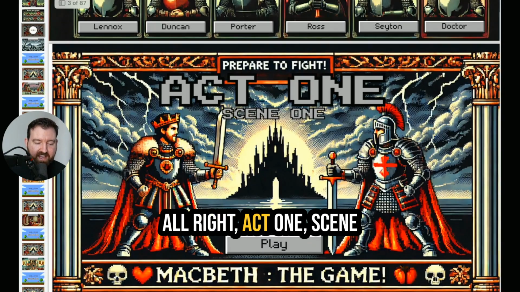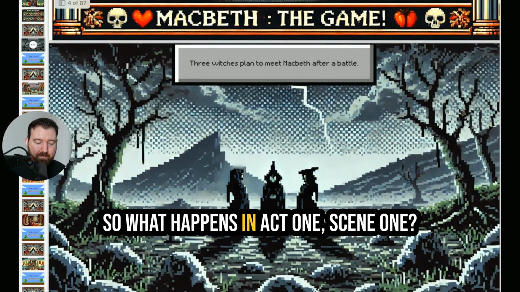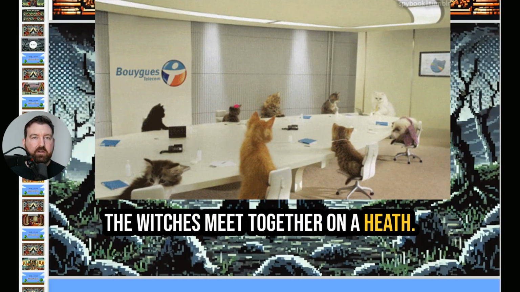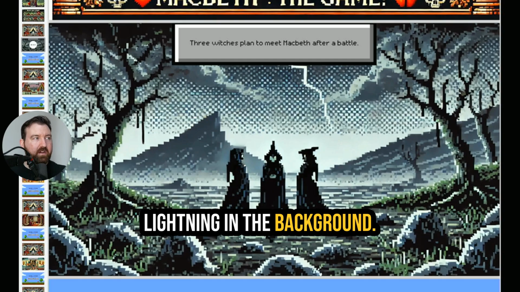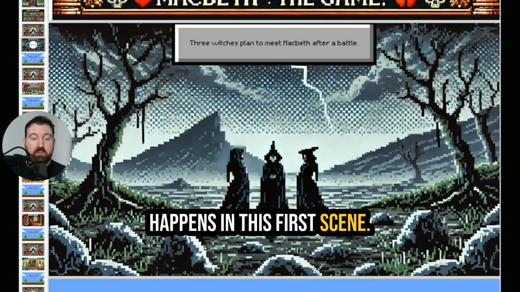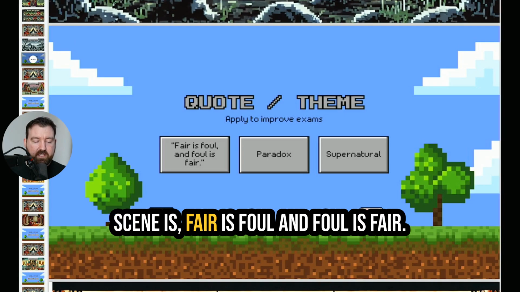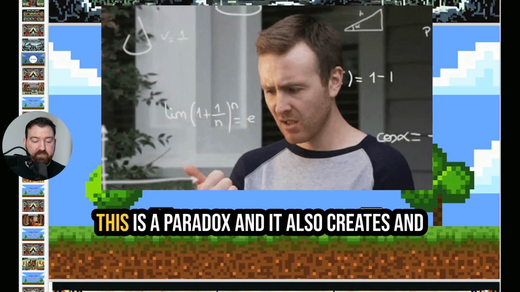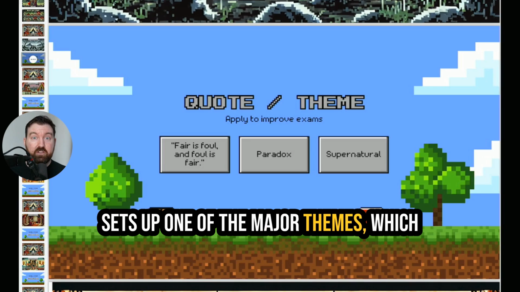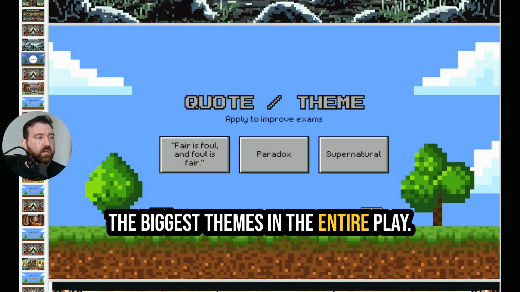All right, Act 1, Scene 1, prepare to fight. We're going straight in. So what happens in Act 1, Scene 1? The witches meet together on a heath. There's thunder and lightning in the background, and they talk about how they're going to meet Macbeth. That's what actually happens in this first scene. The most important quote from the scene is "Fair is foul and foul is fair." This is a paradox, and it also sets up one of the major themes, which is the supernatural. Obviously one of the biggest themes in the entire play.